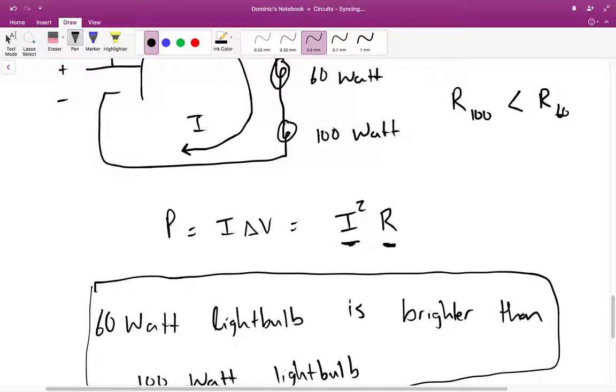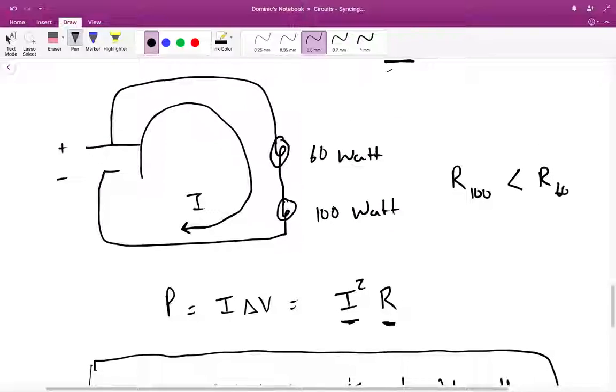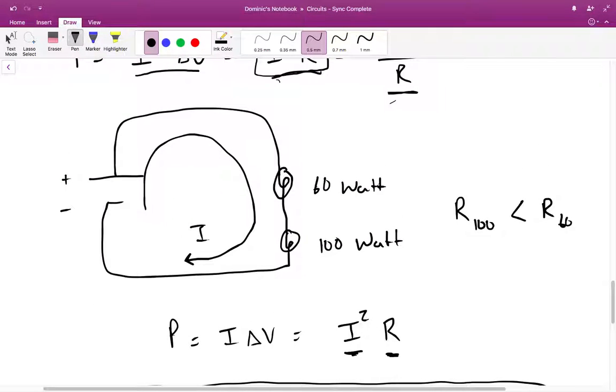And make sure you review this and you understand why in this case the 60-watt light bulb ended up being brighter. If you have the ability to do this at home, that'd be great. But if not, there are all kinds of simulators that we've checked out, and you can test this idea out to see if it really works.